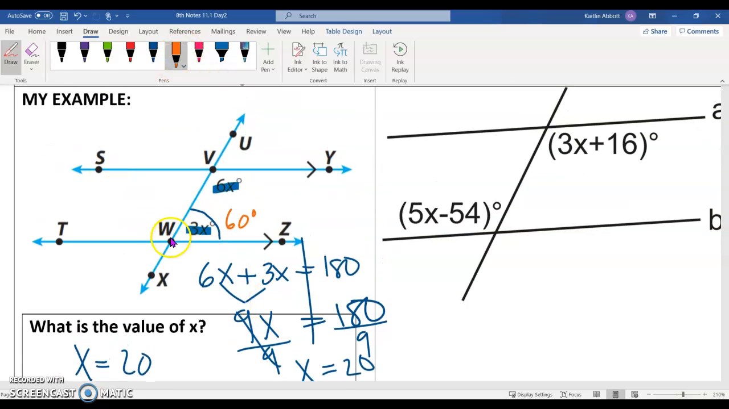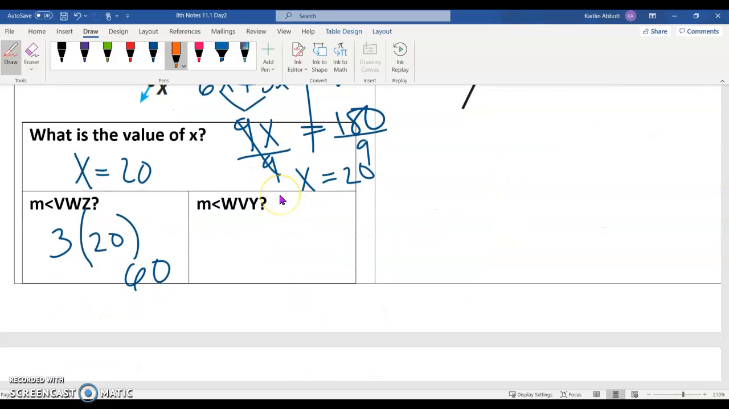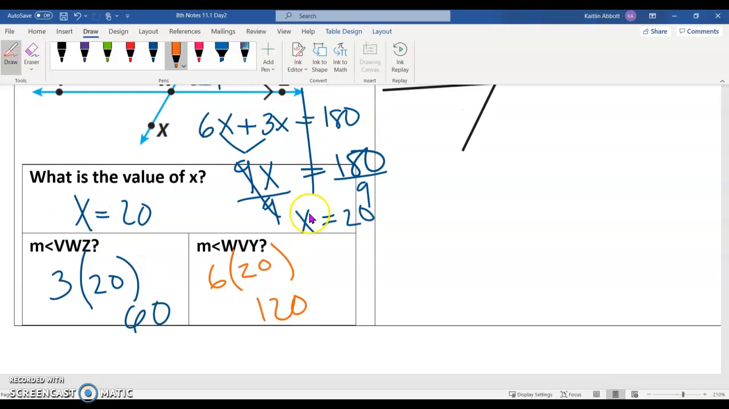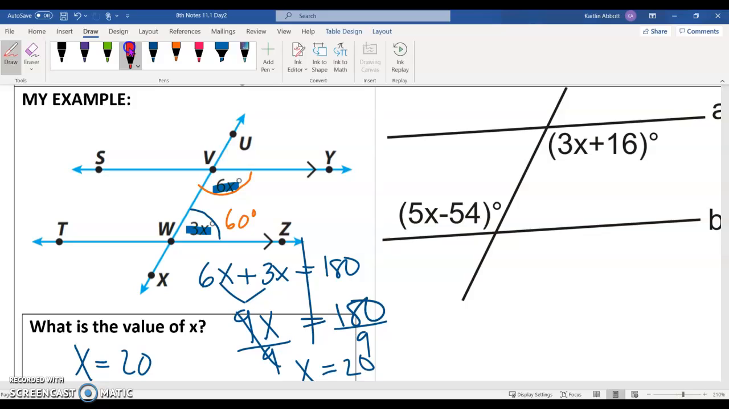So WVY, the one that's in the middle, they want this angle. So it's 6x. Now instead of writing 6x, I'm going to put 6 times 20 because we figured out what x was. So 6 times 20 gets us 120. And so the angle up here is 120 degrees. So if we were to add 120 plus 60, they both add up to 180.